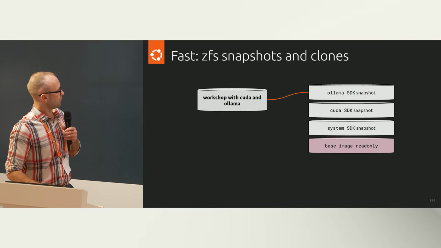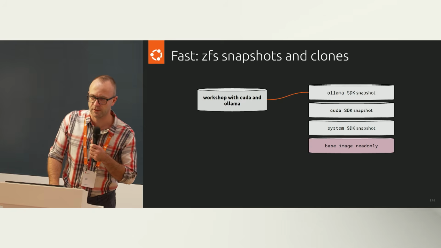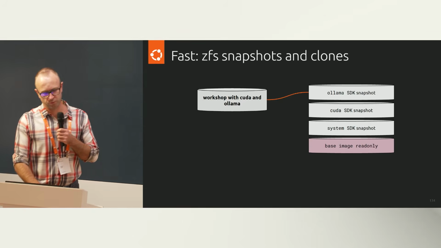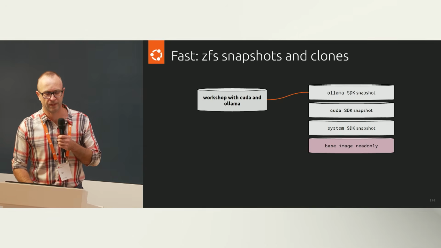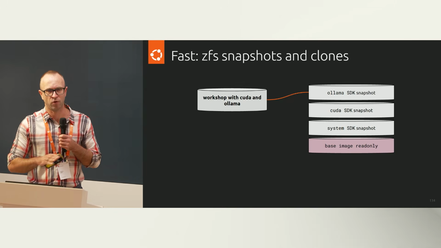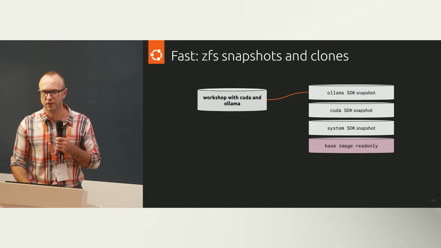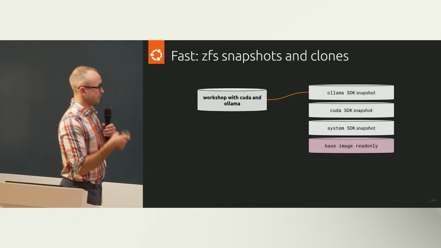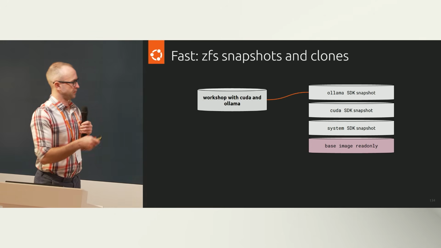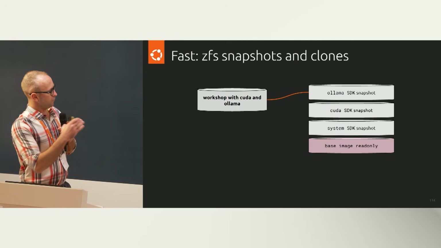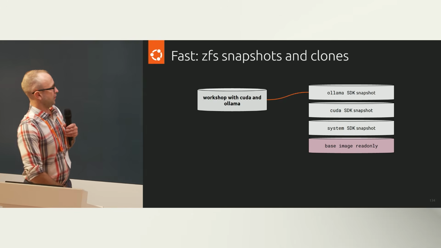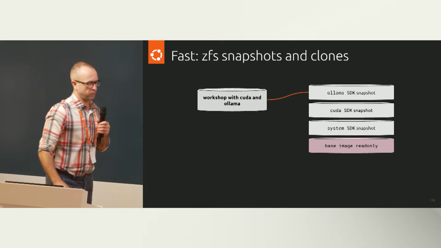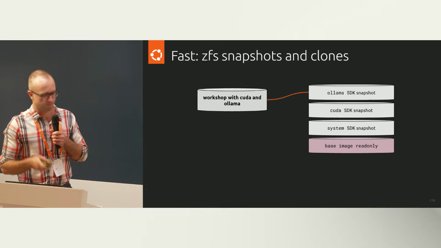And then to the third point that I mentioned, it's what we mean when we say fast. We mean a few things when we say it's fast, but mainly it's about how we use ZFS snapshots and clones to operate workshops. Imagine this: a workshop running with 3 SDKs, System, CUDA, and Llama. Every time an SDK gets installed in a workshop, we make a snapshot. And then eventually we have a final workshop running with CUDA and Llama in the same container of that ZFS snapshot.